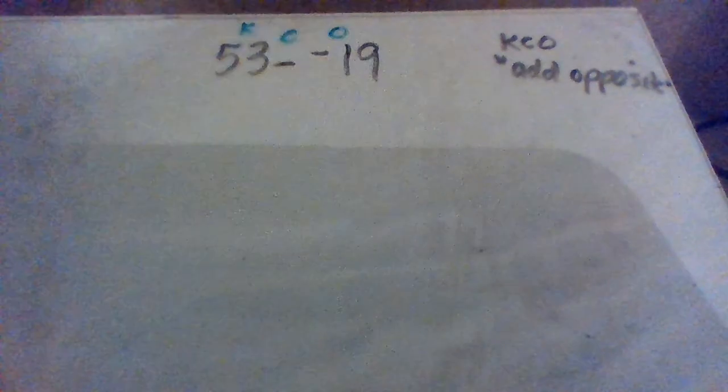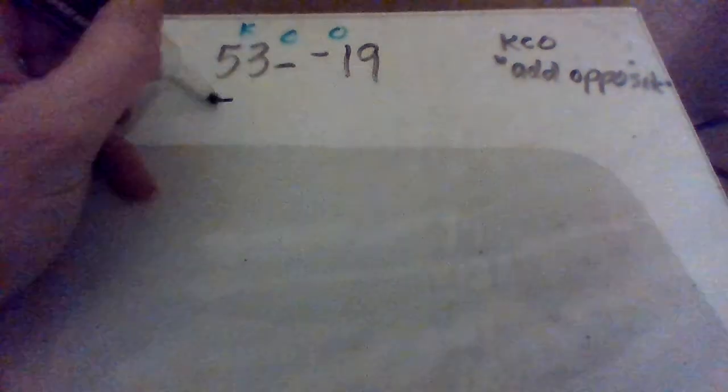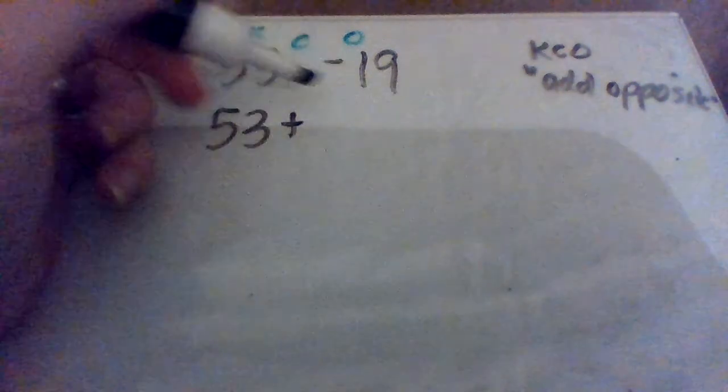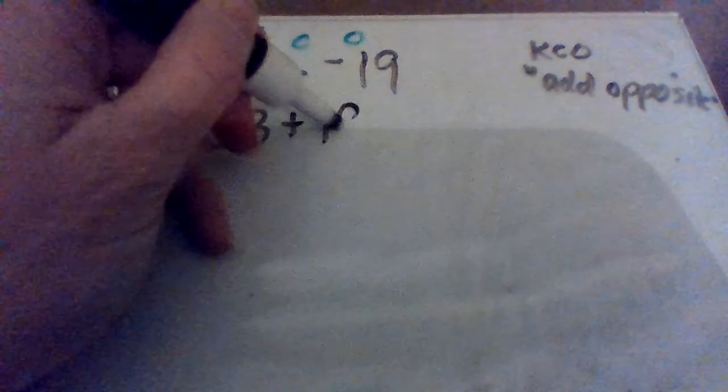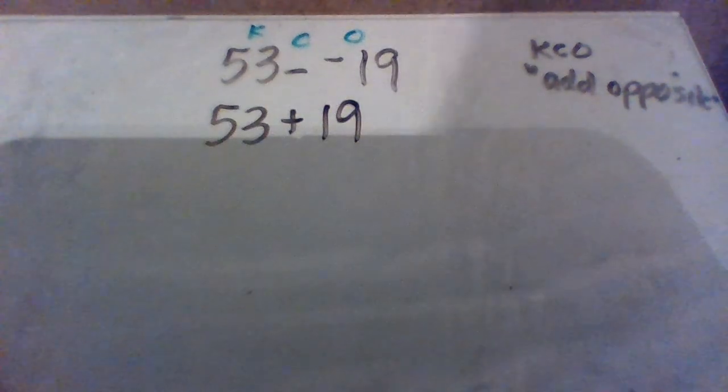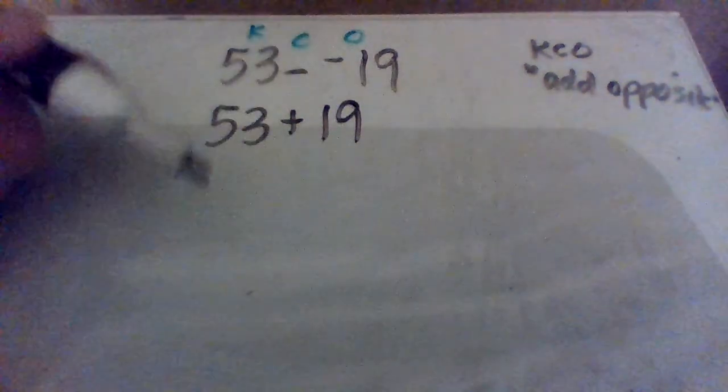So this stays the same. I'm going to put my KCO above that. Remember, that just helps me, like we talked about in class. Okay, so this one's going to stay 53. My change, my subtraction, I'm trying to get it neater, becomes an addition. And then the opposite of negative 19 is positive 19. So see, that's what happens, because now it's just like adding that together.